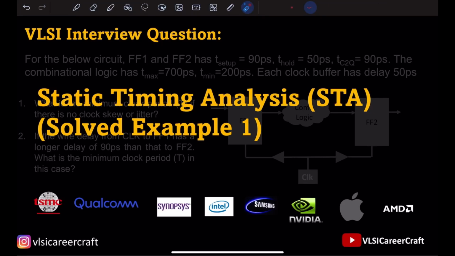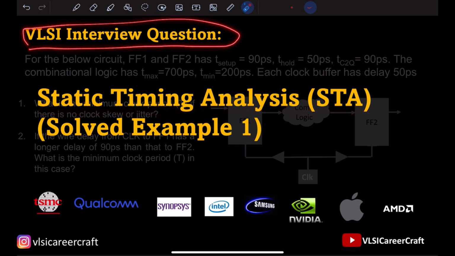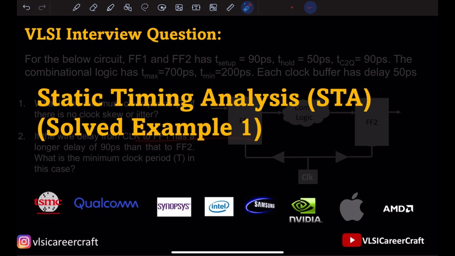Today we are going to discuss the most important concept, static timing analysis, which is frequently asked in VLSI interviews. And this particular example is mainly based on the concept of clock skew.